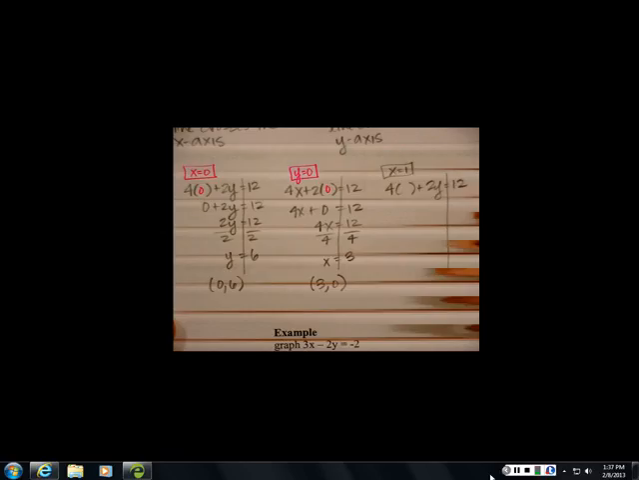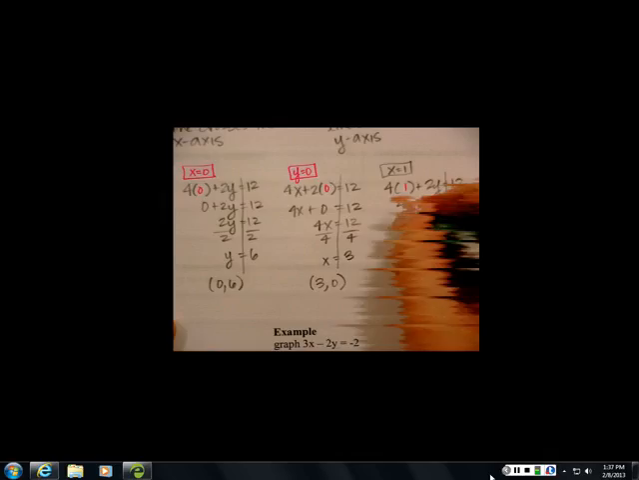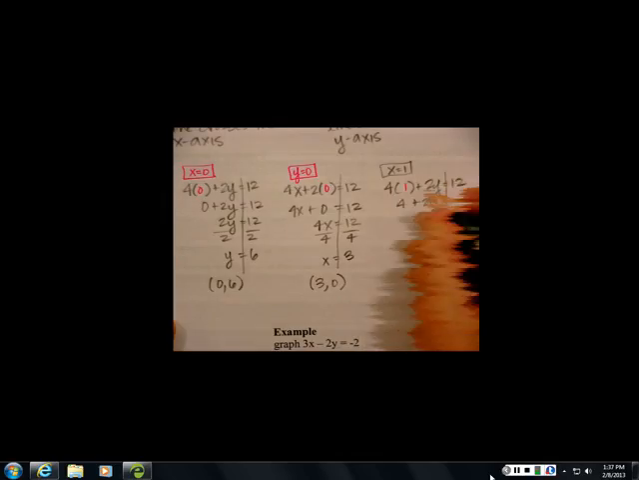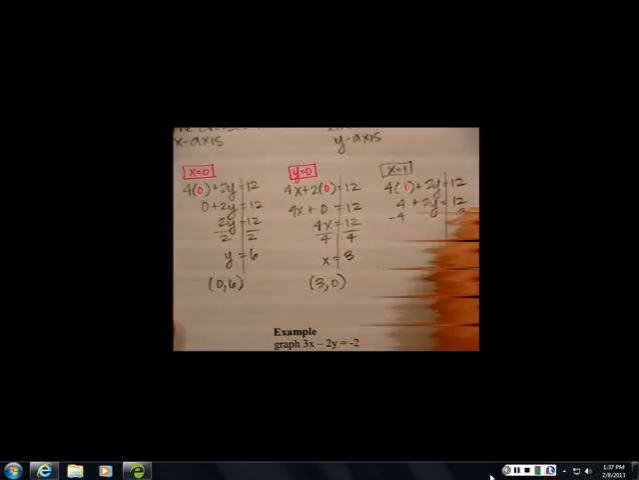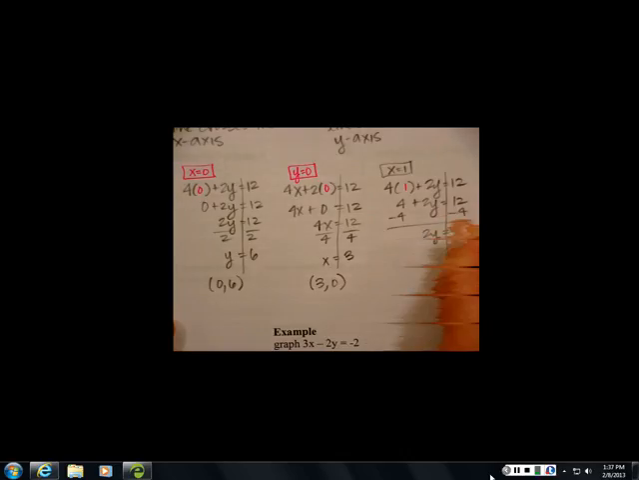I'm plugging in 1 for x. It's going to be 4 plus 2y equals 12 minus 4. 2y equals 8, divide by 2. And I find that y equals 4. So what this tells me is that when x equals 1, y equals 4. Now let's see if that point lines up with the other 2.